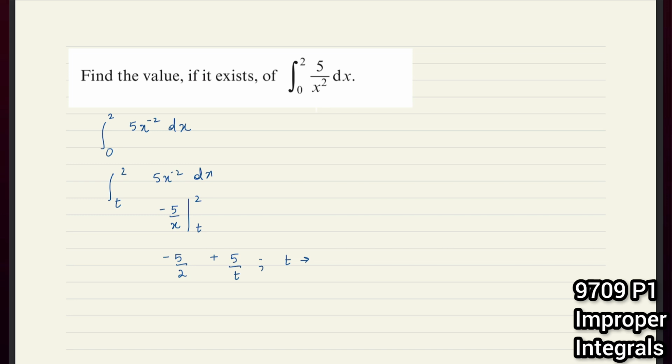We know that t is approaching 0. It means that it is some number which is very, very close to 0, for example 0.0000432, an extremely small number. So 5 divided by an extremely small number grows infinitely large. When it grows infinitely large, it approaches infinity. So this becomes minus 5 upon 2 plus infinity. Anything added to infinity is also infinity. So the conclusion is, since the limit equals infinity, the integral is diverging. A finite value of this integral does not exist.